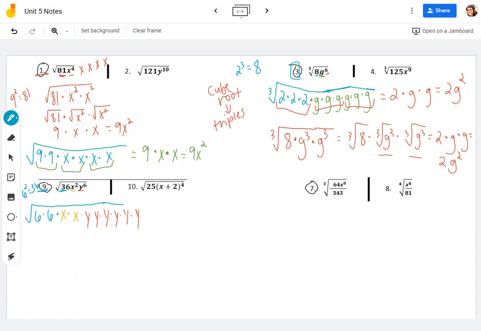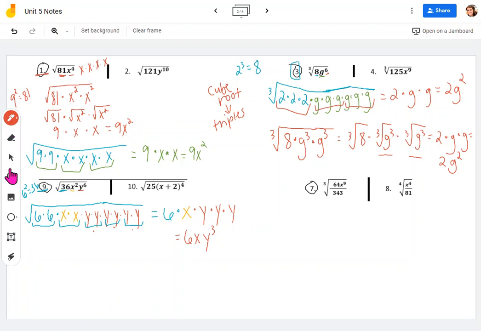Okay, so now that we've got that all written out, because we're doing the square root, we're looking for pairs. So I see a pair of 6's, a pair of x's, and I have 3 pairs of y's. So this can simplify to 6 times x times y times y times y, right? We have 1, 2, 3 pairs. So to simplify that fully, we'd write 6x, and 3 y's would be y cubed.